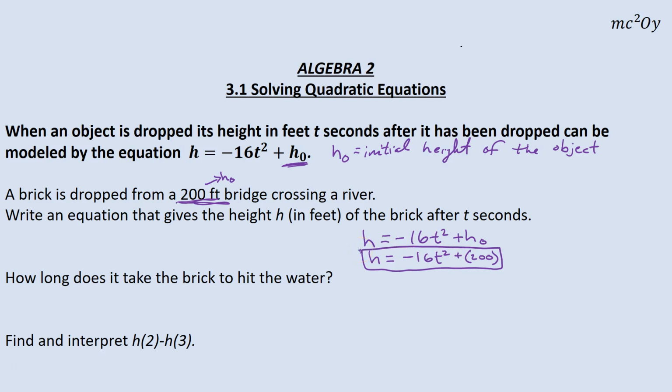How long does it take the brick to hit the water? In other words, if we want it to hit the water, that means its height will now be at nothing. We'll be at ground level. So we're going to substitute 0 in for h, and we're going to solve. Well, we'll subtract 200 over, so we get negative 200 is equal to negative 16t squared. And then we'll divide by negative 16. So t squared will give us negative 200 divided by negative 16. If we do that, we actually get 12.5.